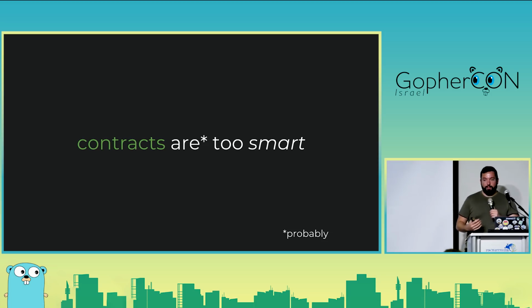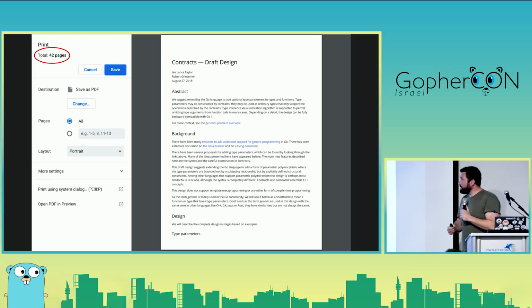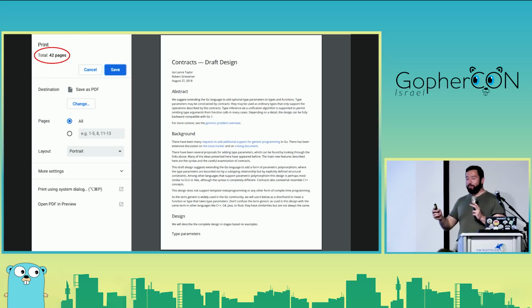And the last thing is that contracts are, in my opinion, too smart. What do I mean by too smart? 42 pages. That is longer than the Go specification right now. It doesn't mean that 42 pages means too complicated, but I read the whole thing. It is long, and it is intense. After reading around 20 pages, there's a phrase that says, let's take a deeper look. And I was like, God. So yeah, after 20 pages, a deeper look, you know there's a lot of things in there, right? It is really complicated, really complex.